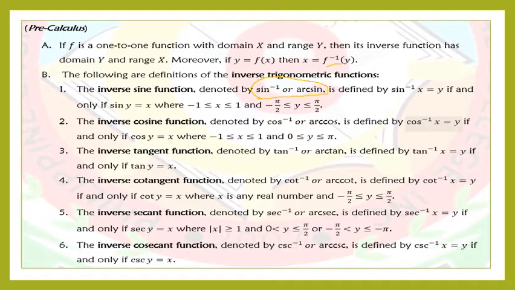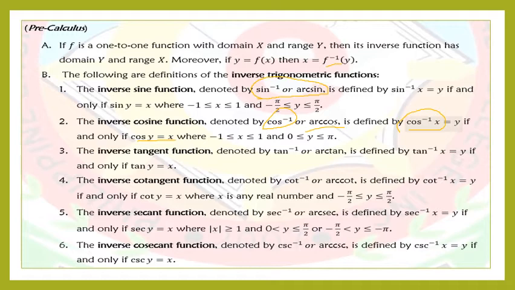The next one is the inverse cosine function. It is denoted by cosine inverse. Okay. Cosine inverse or arc cosine is defined by cosine inverse of x equals y if and only if cosine of y equals x, where x ranges from negative 1 to positive 1, parehas kanina sa inverse sine function, while yung y natin dito is from 0 to pi. Ibig sabihin, half of the revolution lang, no? 0 to pi, from 0 to 180 degrees.